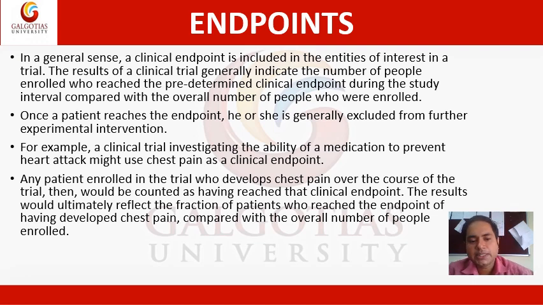So for example, a clinical trial investigating the ability of a medication to prevent a heart attack might use chest pain as a clinical endpoint. Any patient enrolled in the trial who developed chest pain over the course of the trial would then be counted as having reached the clinical endpoint. So the result would immediately reflect the fraction of patients who reach the endpoint of having developed chest pain compared with the overall number of people enrolled.